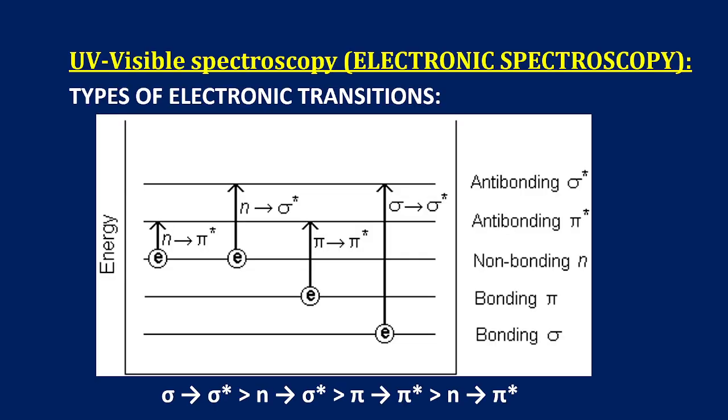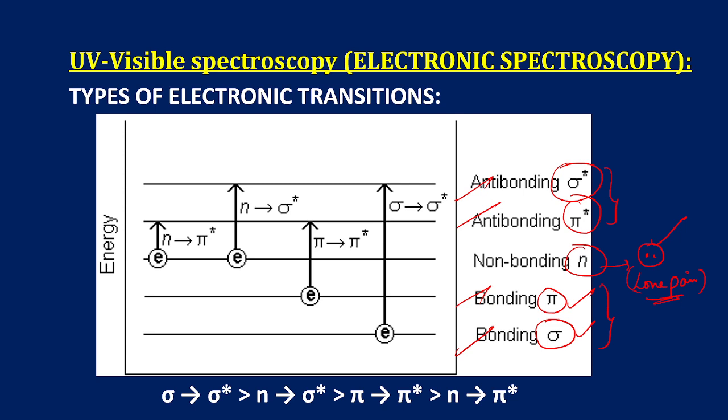What is pi? See here, just by observing this diagram, you can get a good knowledge about these electronic transitions. In this, I have taken the sigma bond at the bottommost, above which I have taken the pi, above which I have taken the non-bonding, after that pi star and sigma star. These two are anti-bonding, sigma and pi are bonding, and n means it is non-bonding. Just now I mentioned that non-bonding is nothing but a lone pair.